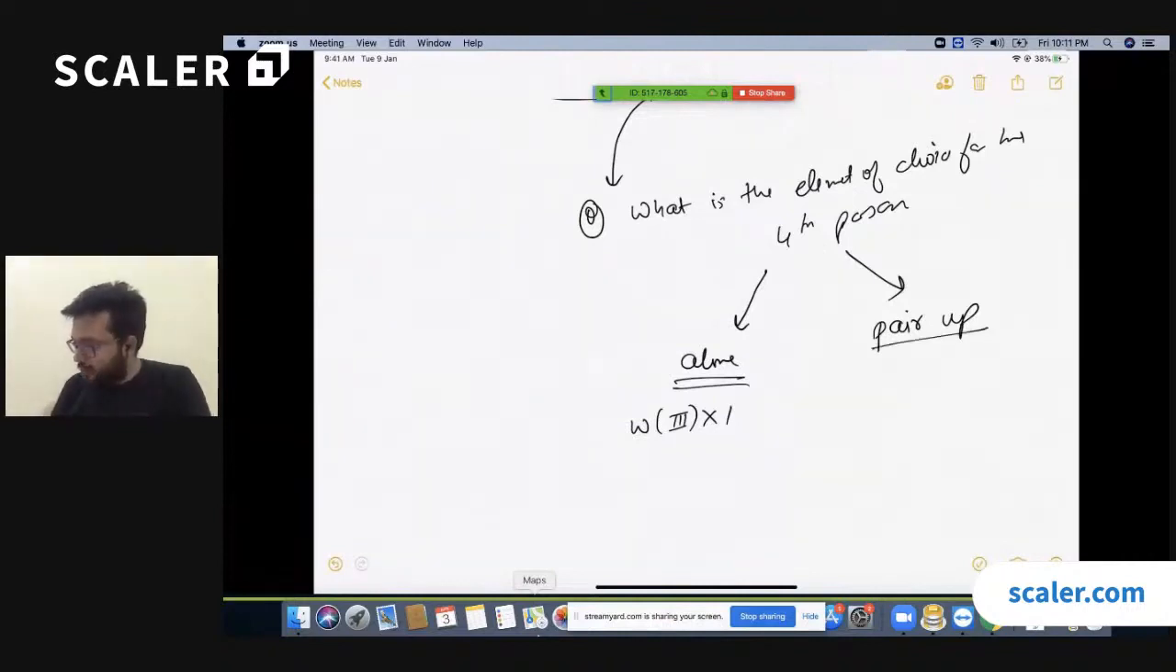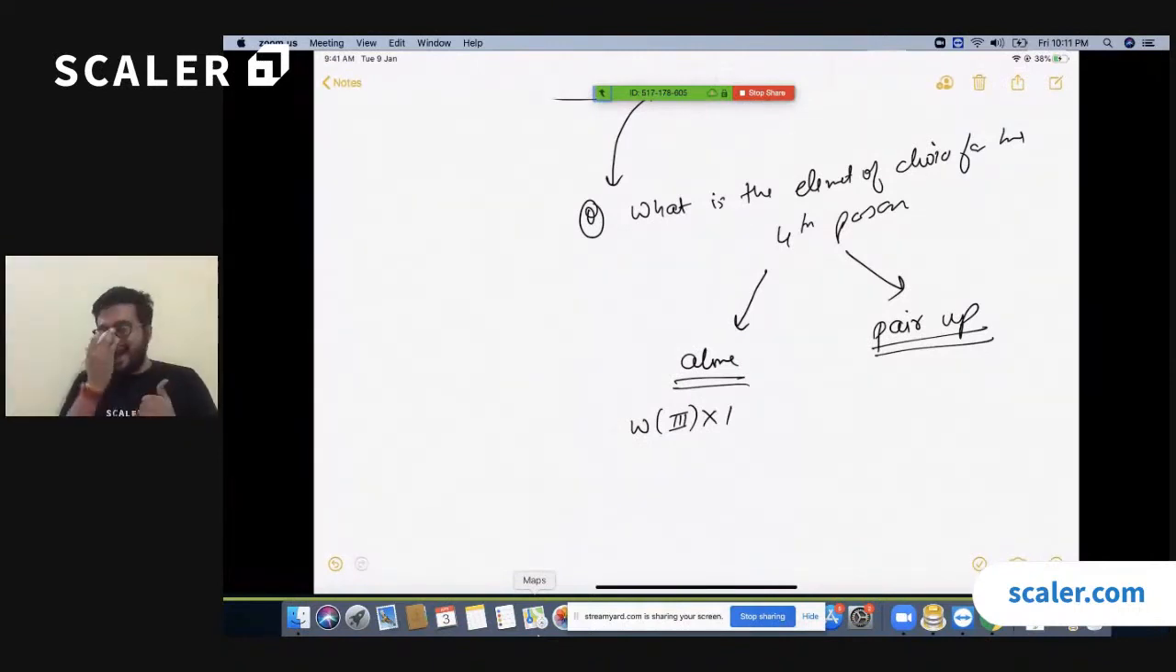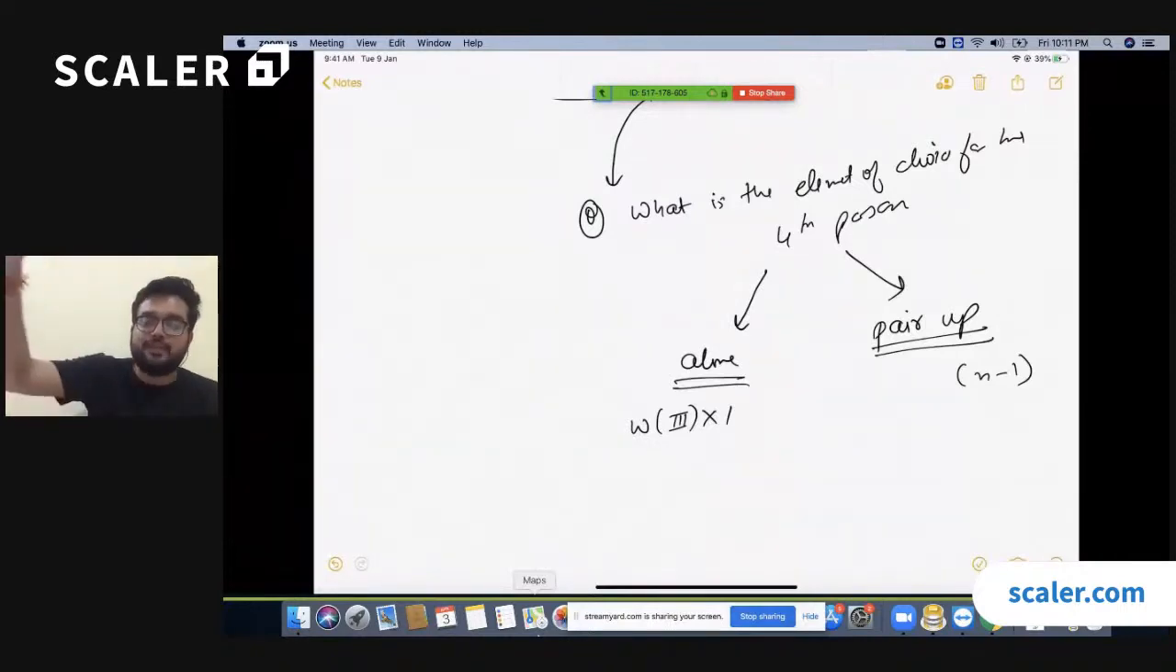On the other hand, if the 4th person decides to pair up with somebody, you guys tell me which all people he can pair up with. There are 3 people in the party already. I am the 4th one coming. I decided I want to pair up with somebody. I have 3 options in front of me to pair up with. Does that make sense, everybody? I can pair up with any one of those 3. So I will say that I have n-1 options to pair up. If I'm solving the problem for the 4th person, there are 3 ways for me to pair up with somebody.